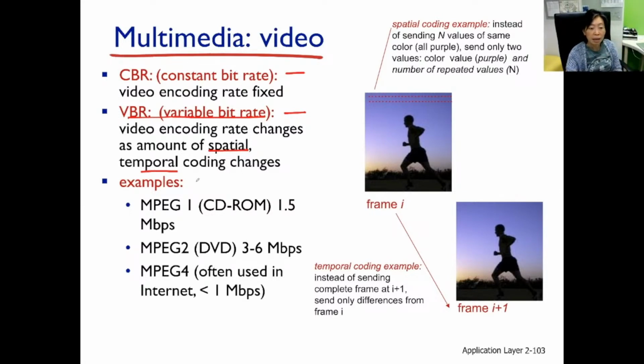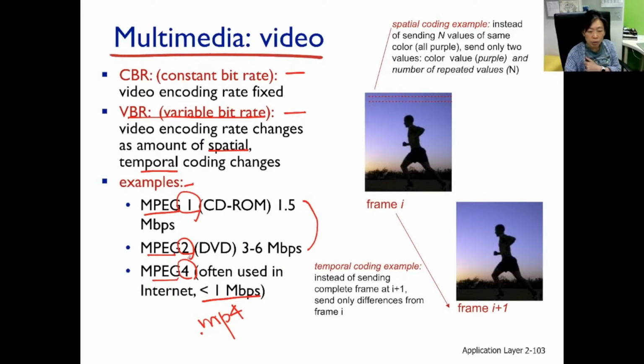So examples. This is MPEG version 1, MPEG version 2, MPEG version 4. And you see in the older versions, the encoding rate is much higher. Nowadays, using MPEG-4, the suffix of the file names of MPEG-4 video is usually just MP4, something.mp4. Compression rate is really good, so we could send very high quality video under 1 megabit per second.